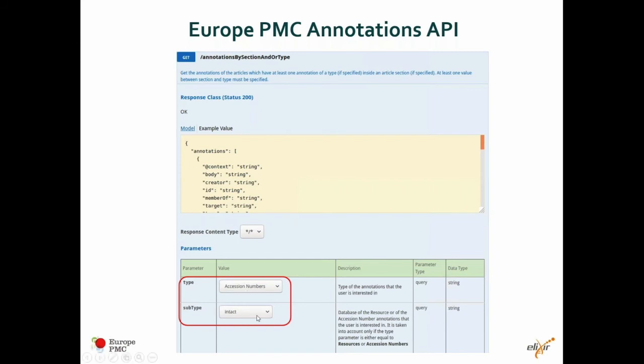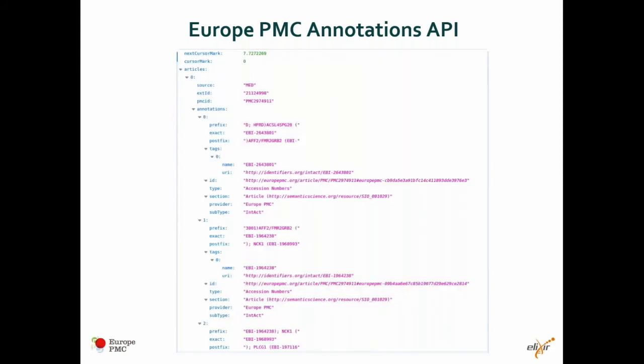you can see that you're fetching accession numbers from IntAct. So by selecting this, you can simply fetch all the articles that mention the accession numbers in the paper. I would like to note that this is added value.